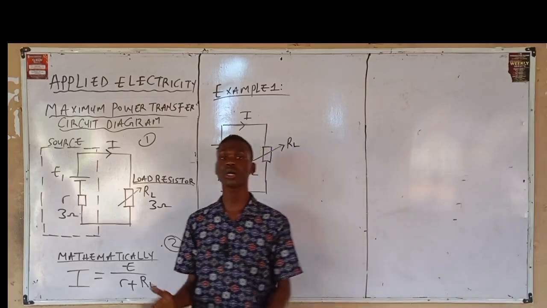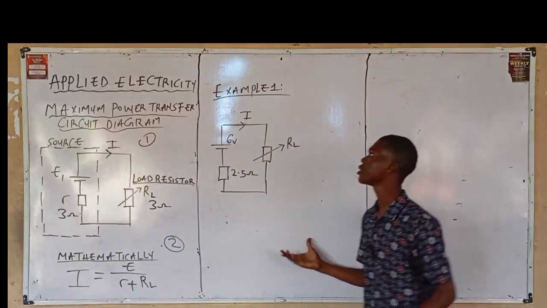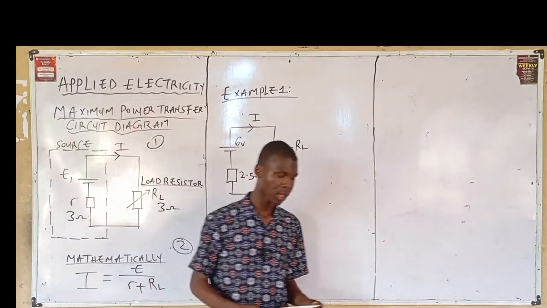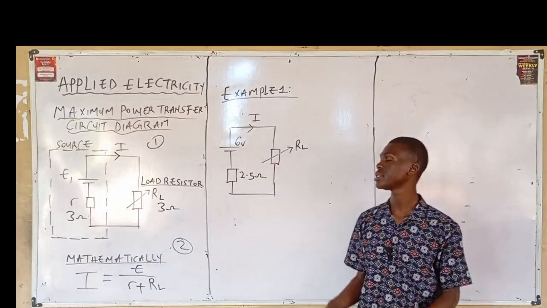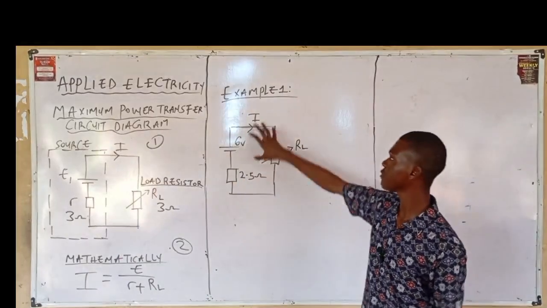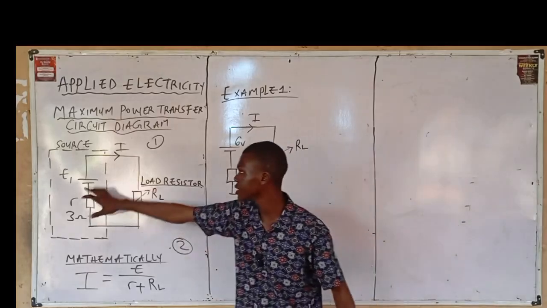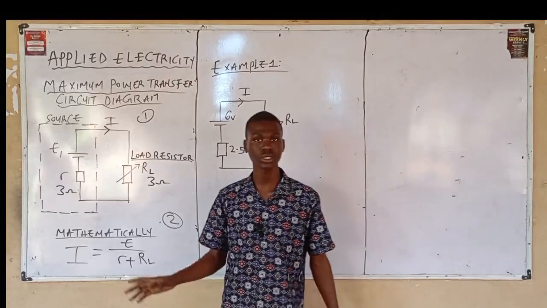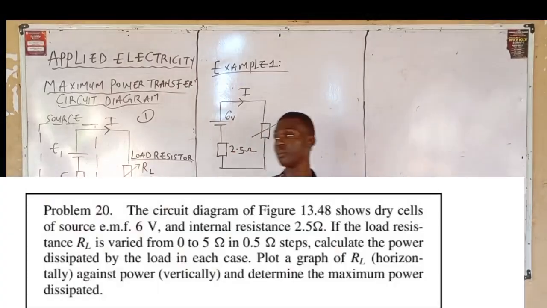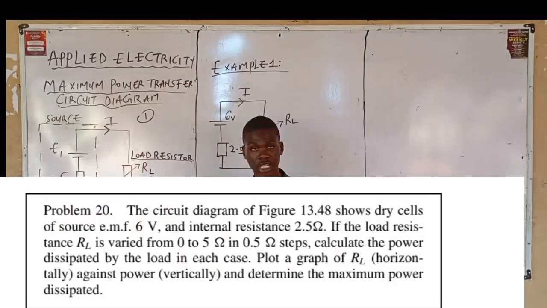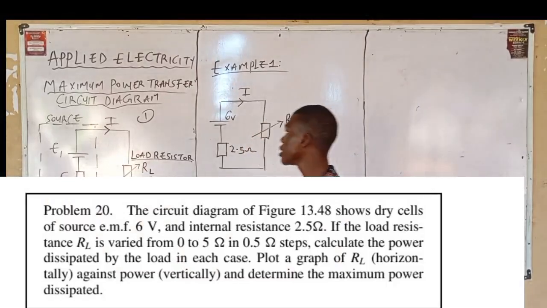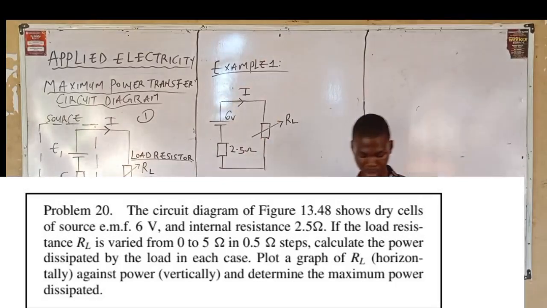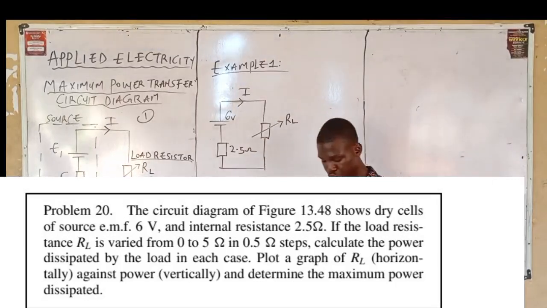Example 1 on maximum power transfer. Given this diagram, the question says that the circuit diagram shows a dry cell as a source of 6 volts. Meaning you are given this. I explained previously that this is a cell, while this is the internal resistance. There is a difference between a cell and a battery. When you have a combination of cells, it becomes what? A battery.